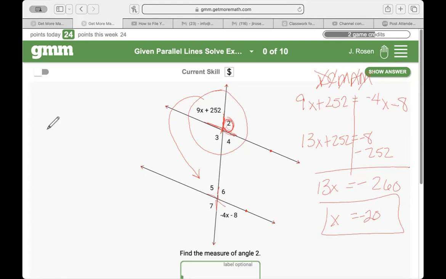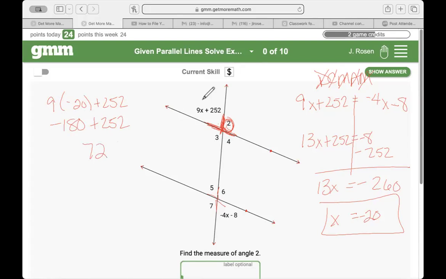We're trying to find the measure of angle 2. So let's go back up here and erase some of this. So that means we know, again, angle 2 is supplementary to this angle over here. So let's see what that angle measures. So we're going to substitute 9 times -20 plus 252. So -20 times 9 is -180 plus 252 gets me 72. So that means this angle is 72 degrees.